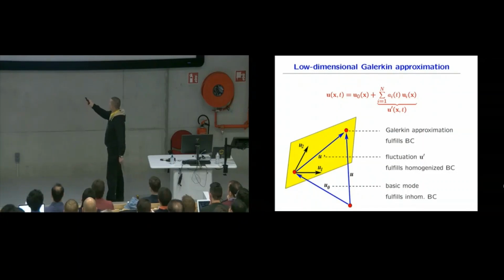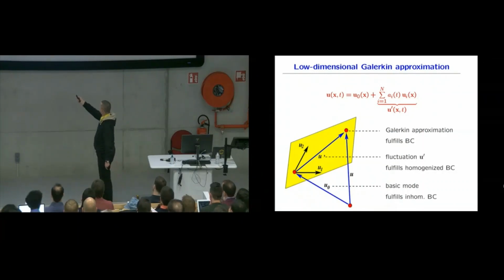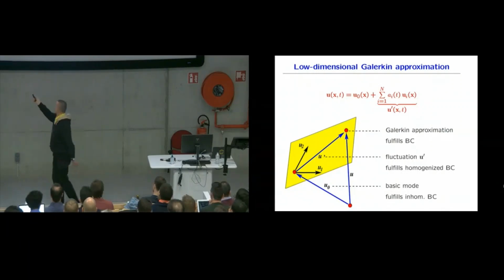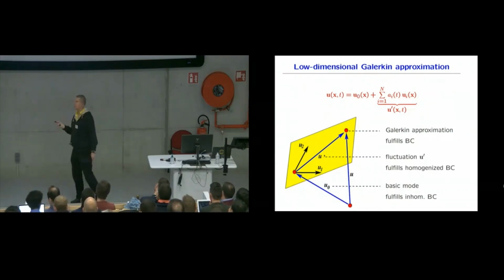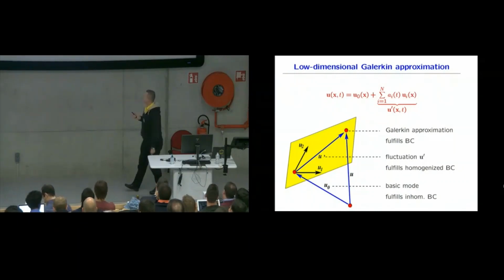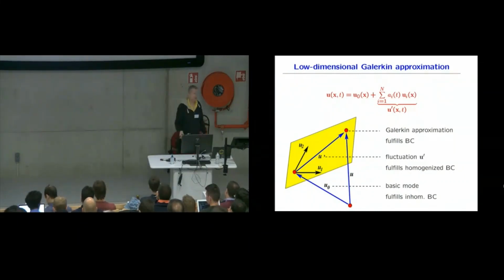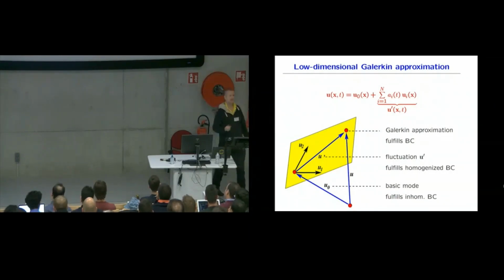And what is interesting, the Galerkin approximation here fulfills the most boundary conditions. If you have, for instance, a uniform oncoming flow, it's captured by that one. Then these modes will solve homogenized equations. So for arbitrary coefficients here, you always satisfy the boundary condition for the original flow. So we would like to have such an expansion representing the flow being as compact as possible.